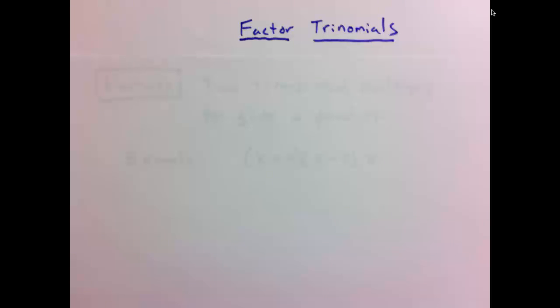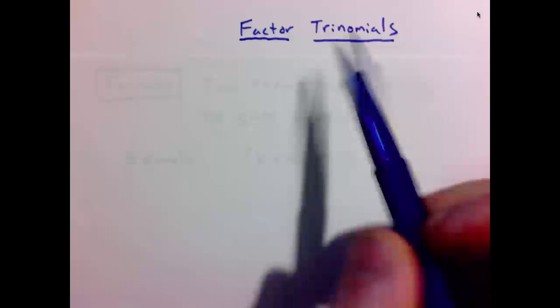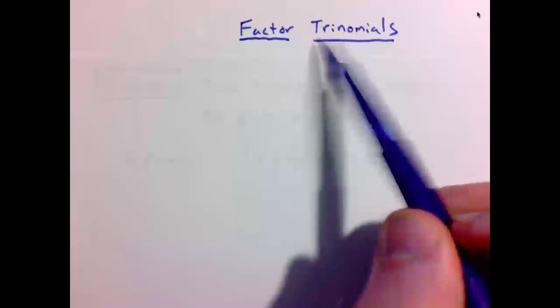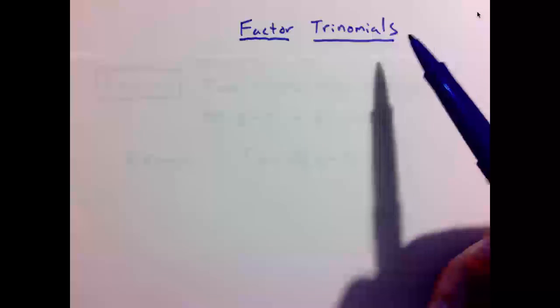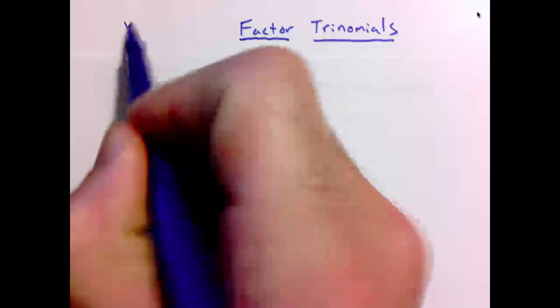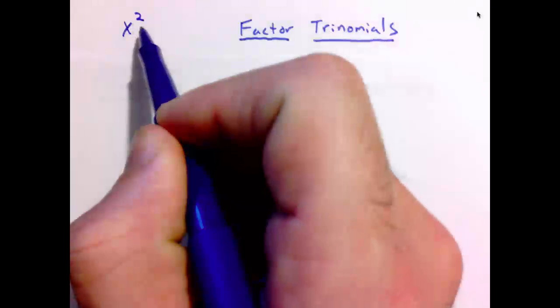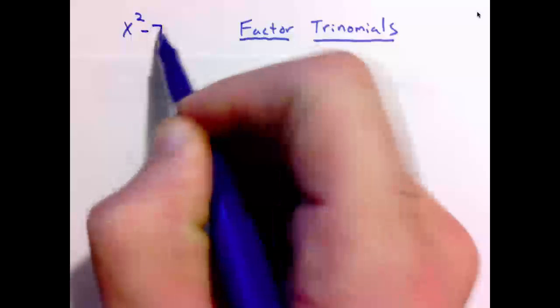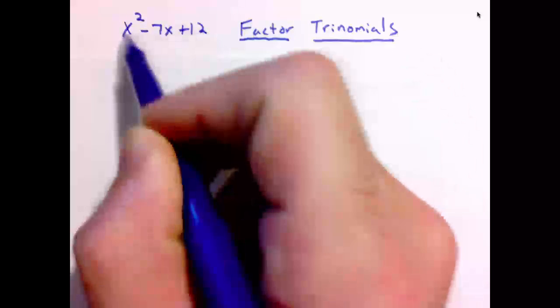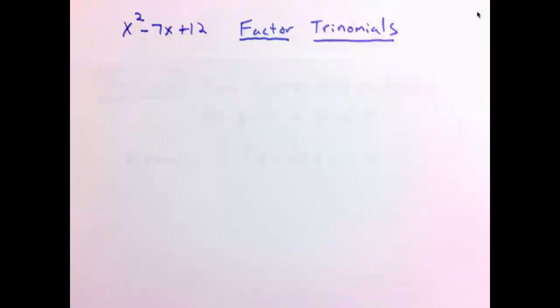In this video, we're going to learn how to factor trinomials. Trinomials, this word tri means three and nomials means term. An example of a trinomial might be x squared minus 7x plus 12. There are three terms.